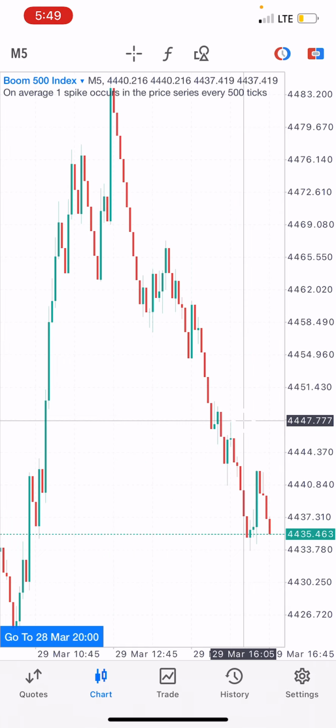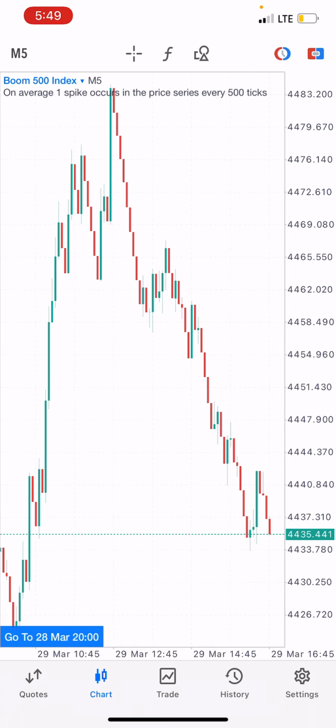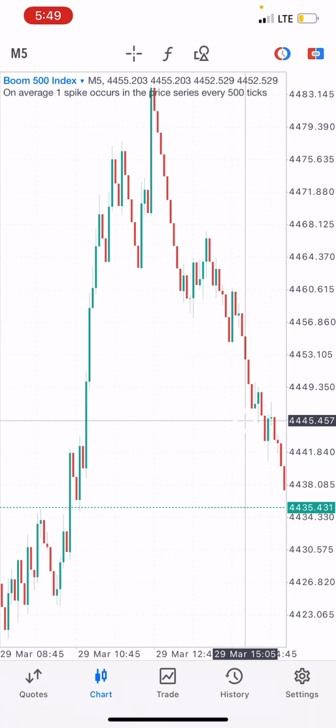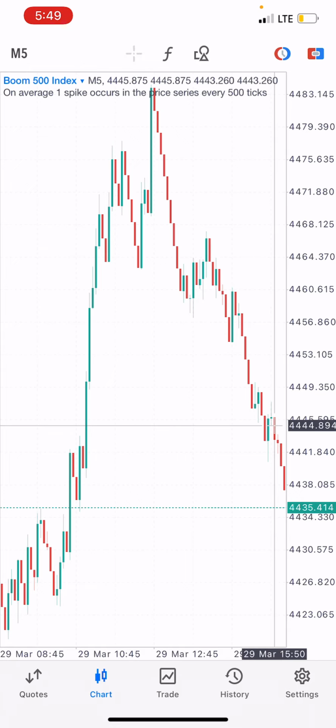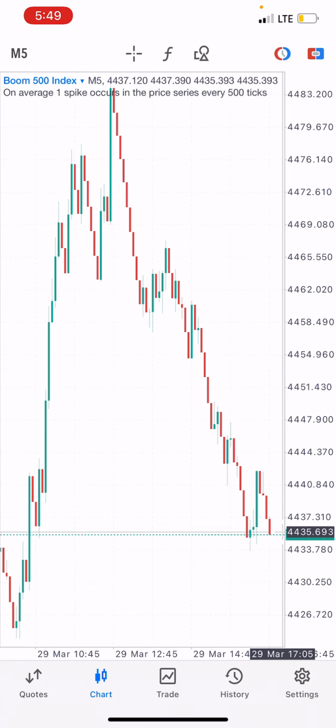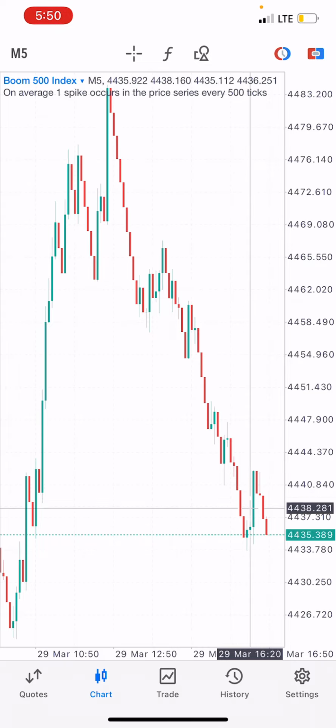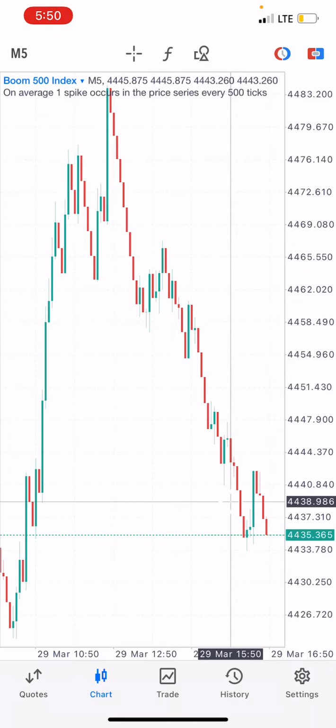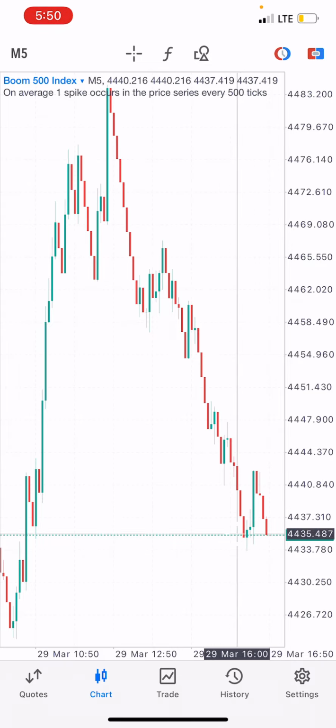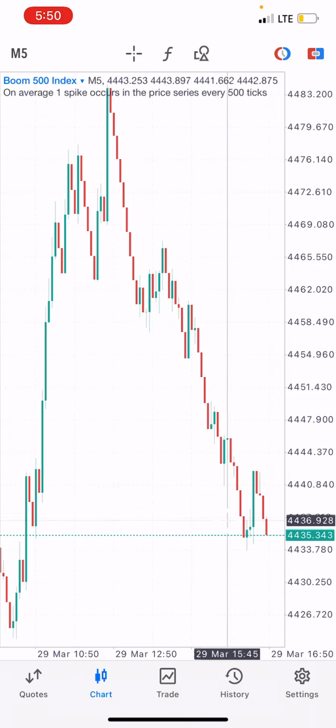Okay, and I move to the 5-minute time frame right now. I can see this price rejection right here. Look at it, this price rejection. Guys, please observe this. This would be my marker. So this line that's shaking will be my marker.